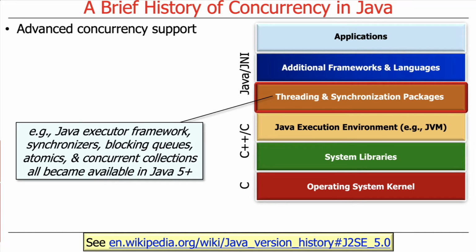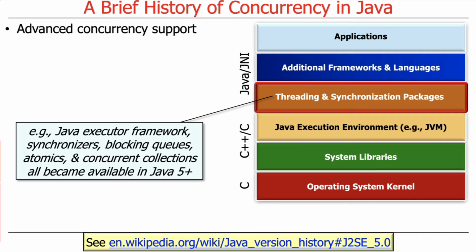In the context of Java 5, which came out in 2004, they added a bunch of new features related to concurrency. They added something called the Executor Framework, which we'll talk a lot about later, a whole gaggle of synchronizers, blocking queues, atomic operations, and concurrent collections. We're going to cover all of these things in this course. This is really a nice summary of most of what we cover in this course: all that stuff from Java 5, plus a few other things that came a little bit later.